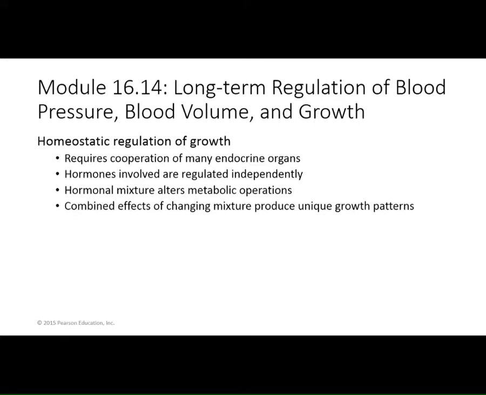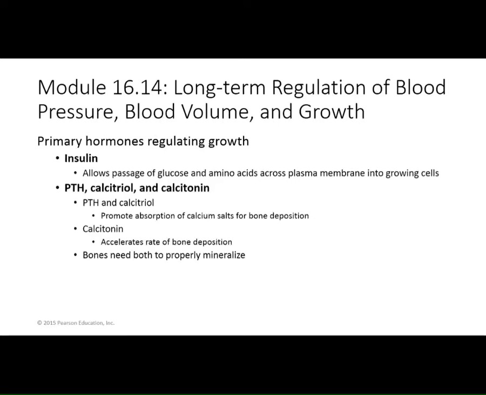We're seeing that. We saw that blood pressure and blood volume had many different hormones involved. So does growth. Your overall growth involves many endocrine glands. Some of them are independent, some of them are connected to each other, some of them are antagonistic, some of them are synergistic. And you can probably imagine which hormones I'm going to go to.